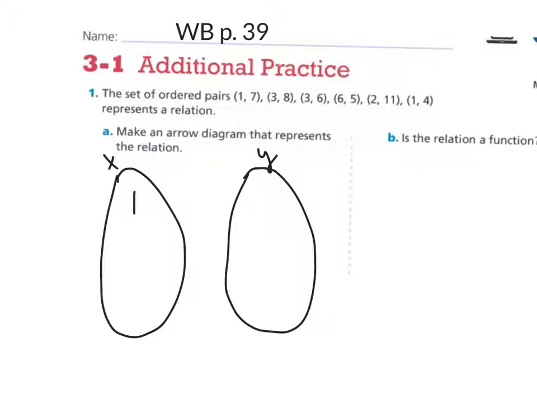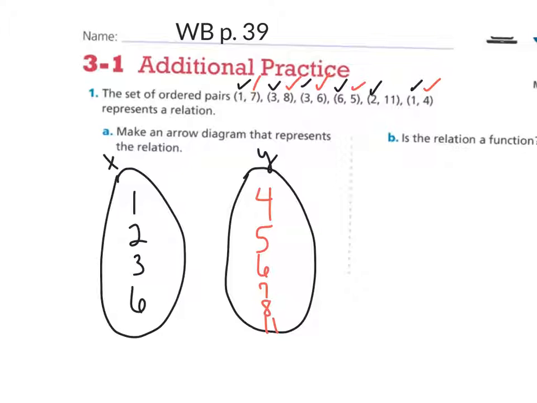X values, lowest x value is a 1. There's another one, but I don't need to put it twice on this arrow diagram. There's a 2. There's 2 3s, and there's a 6. So those are my x values. Now if we look at the y values, lowest y value is a 4. We've got a 5, a 6, a 7, an 8, and an 11.